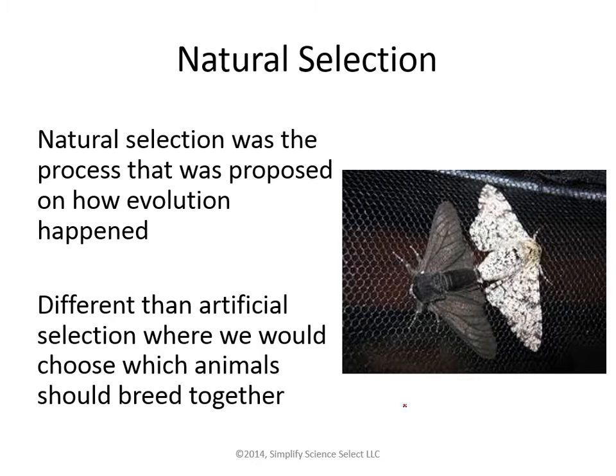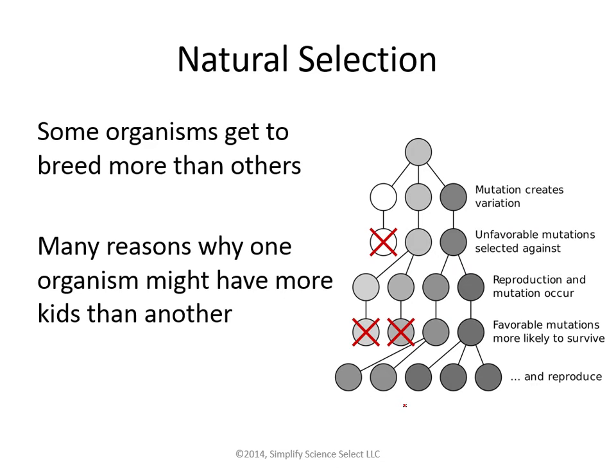Natural selection is, how does nature select? So there's a couple parts to this. So the fact is that some organisms get to breed more than others. Some things out there have lots of kids, some have few. Now, there's lots of reasons why one organism might get to have more kids than another. It could be for multiple reasons.